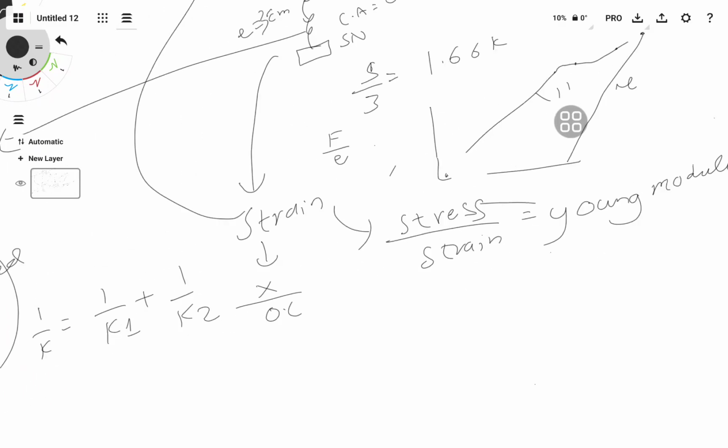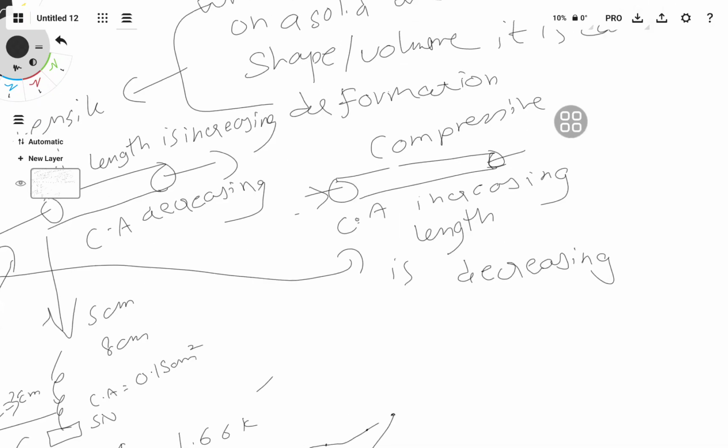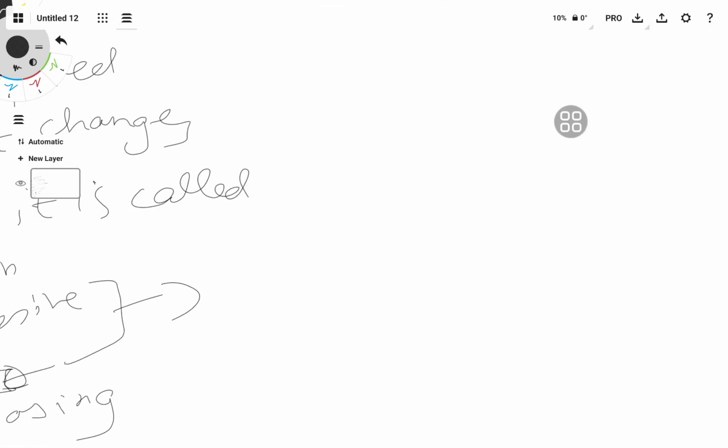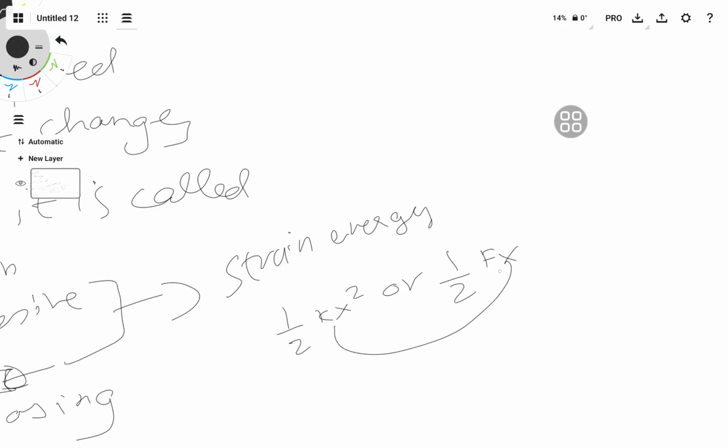Okay, so we also have strain energy. Basically, if we talk about compressive, strain energy has two forms: 1/2 k x squared, or 1/2 F x, because F equals k x, so the energy is basically F multiplied by x. So we can derive this and have this idea.